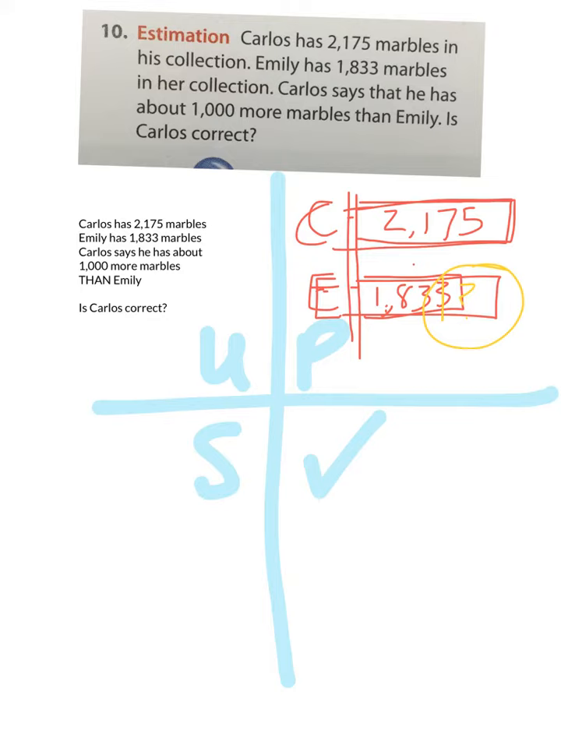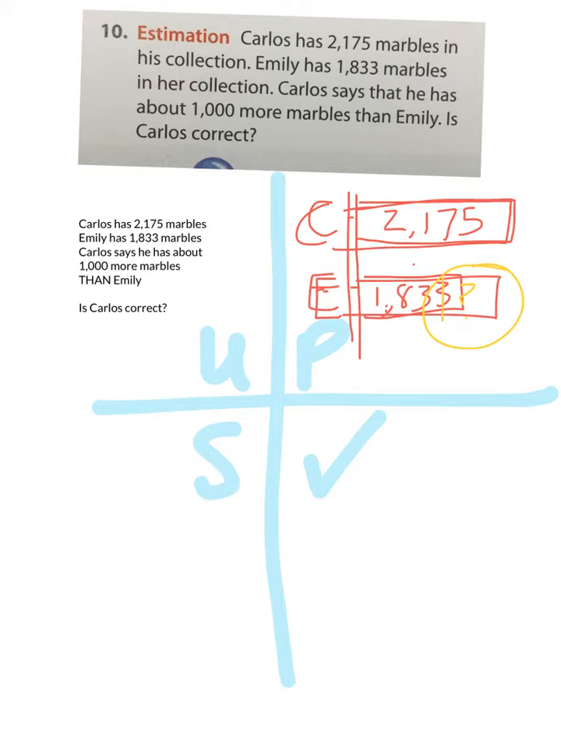Now I move on to the solve box, which is what S stands for, and this is where I actually solve and do the computation part of my problem. So this is when we round and estimate, we talk about the most appropriate place value to round to. Noticing that both numbers are in the thousands place, if I rounded 1,833 to the nearest thousand, I would get 2,000. And if I rounded 2,175 to the nearest thousand, I would get 2,000. 2,000 minus 2,000 is 0. So the thousands place is not the most accurate way to round.